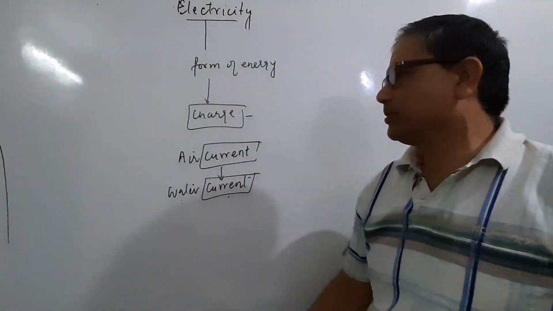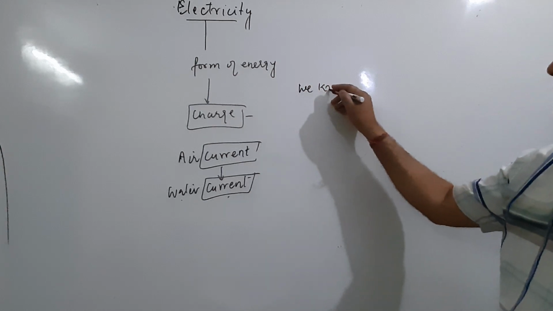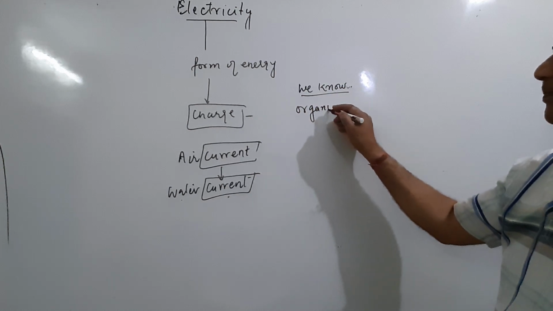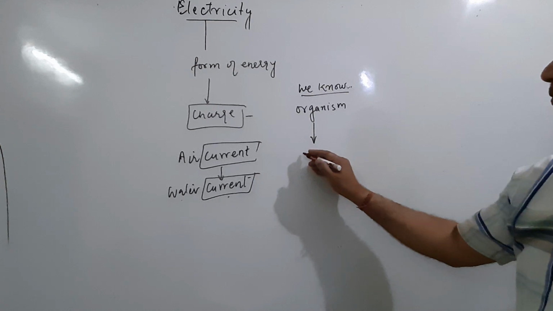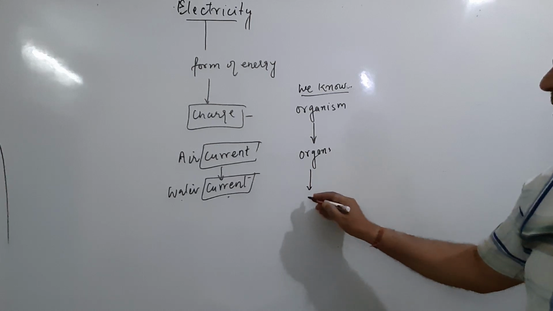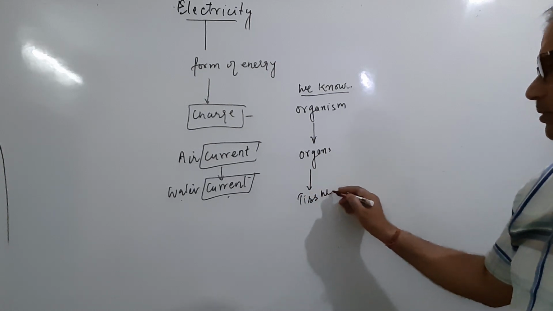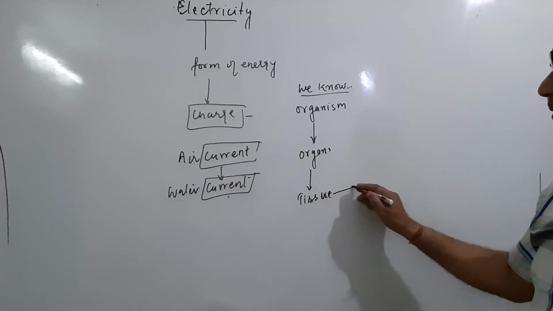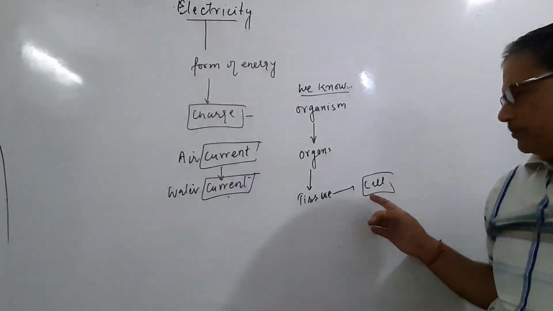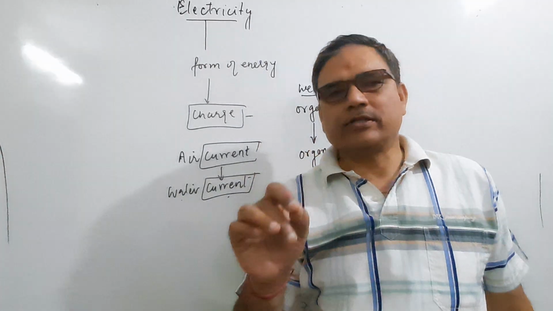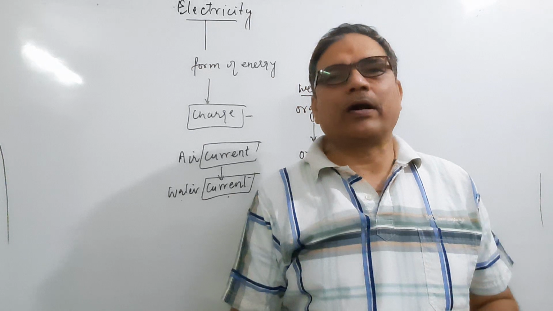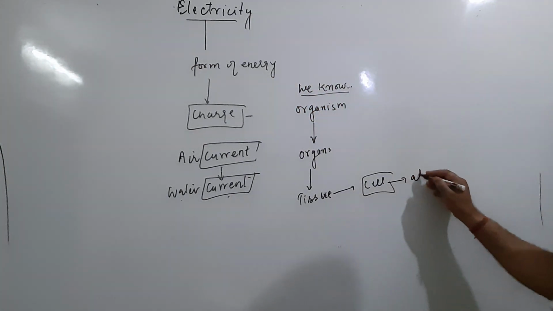And now what is charge? We know very well that an organ is made up of organ systems, and an organ system is made of organs, and organs are made up of tissue, and tissue is made up of cells, and a cell is the smallest unit of an organism which we can't see with our naked eyes. But a cell is also made up of very tiny particles known as atoms.